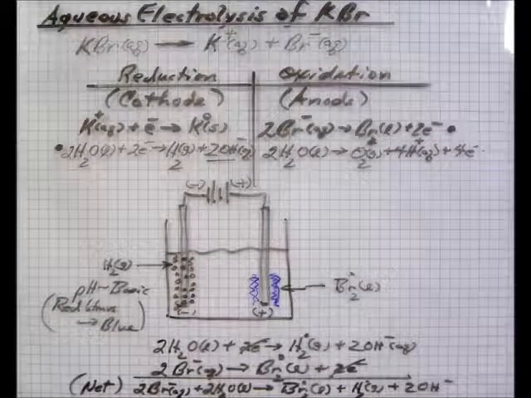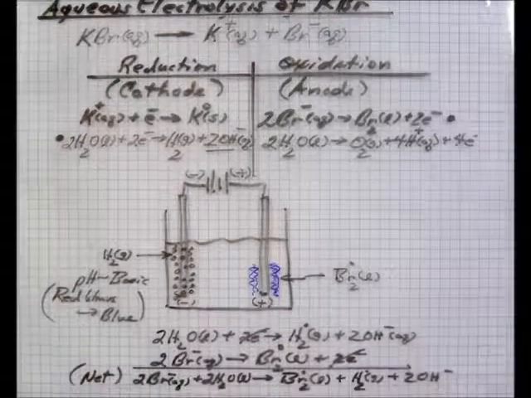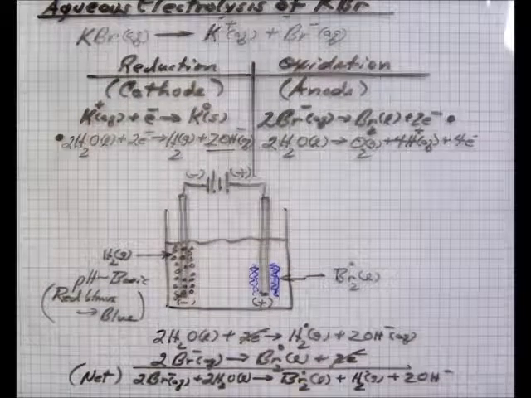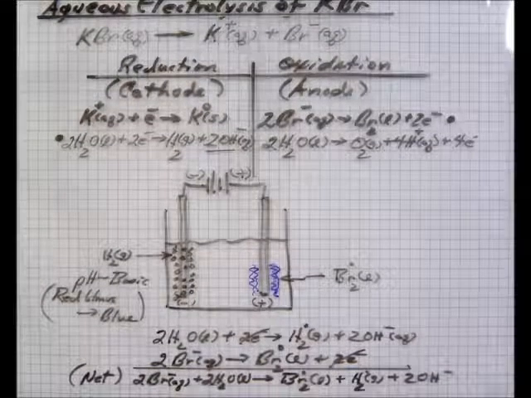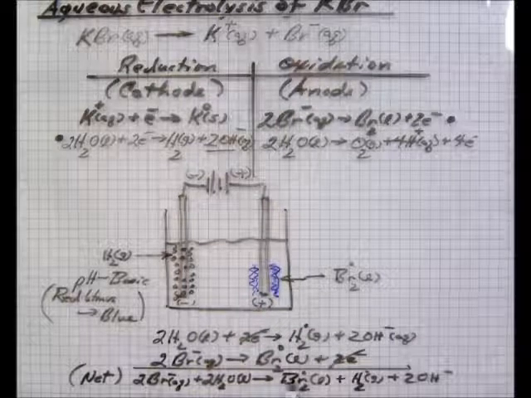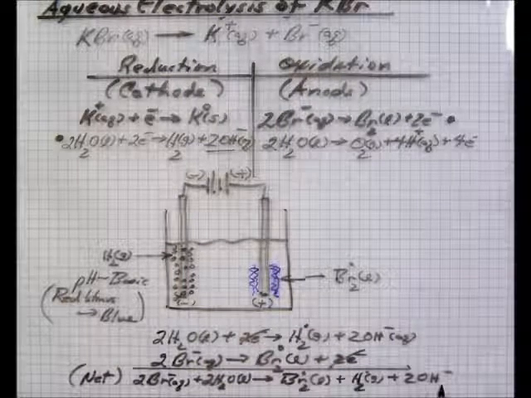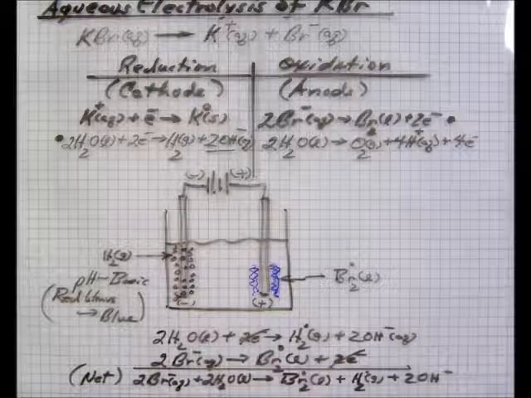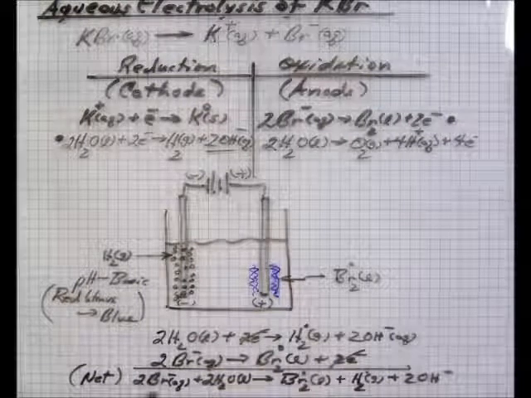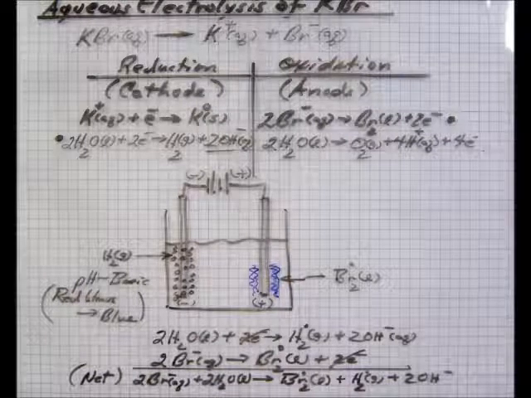Now we can add those two together, and you can see the net reaction is the formation of bromine, hydrogen, and hydroxides from bromide ions and water.